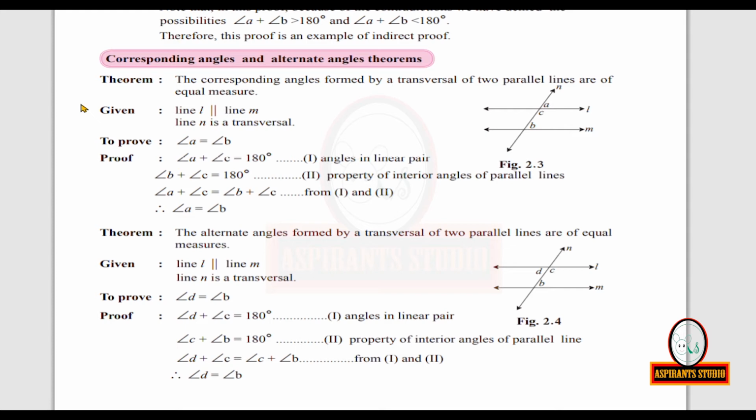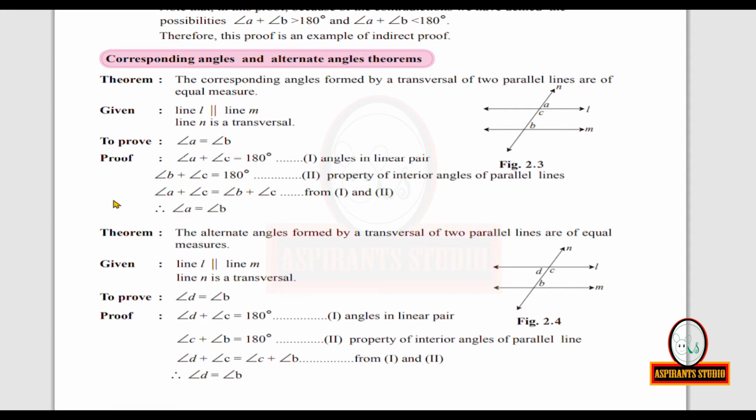In this question, we have to prove angle A is equal to angle B. So we have taken angle C in such a way that B and C are interior angles. Now look at the figure. You can see measure of angle B plus measure of angle C is equal to 180 degrees. This is because of the property of interior angles of parallel lines. Sum of the measures of the interior angles will be 180 degrees.